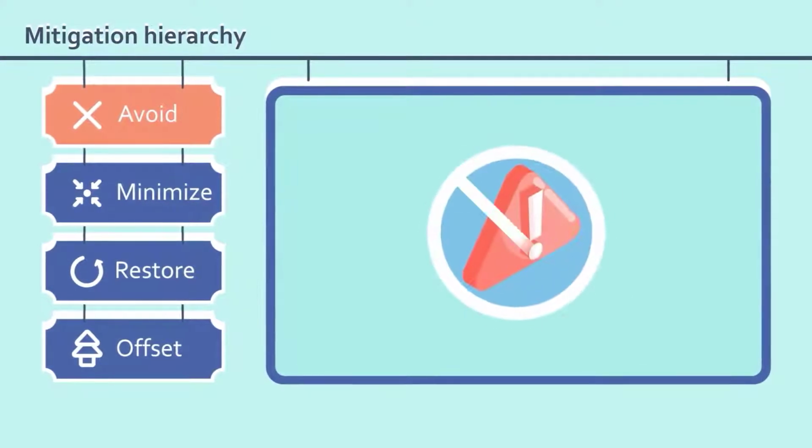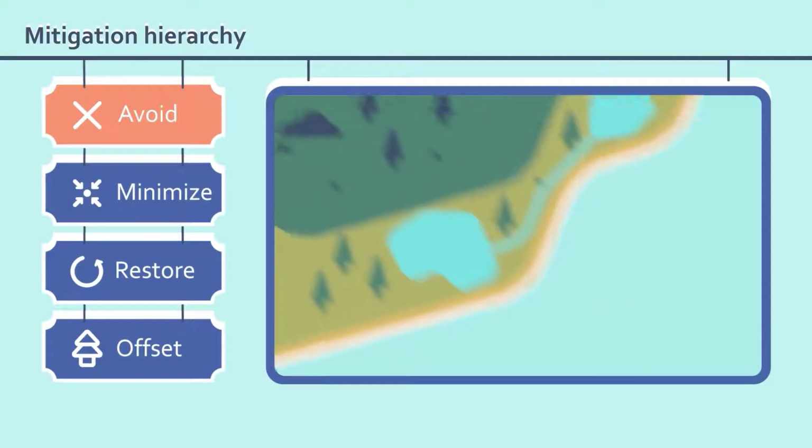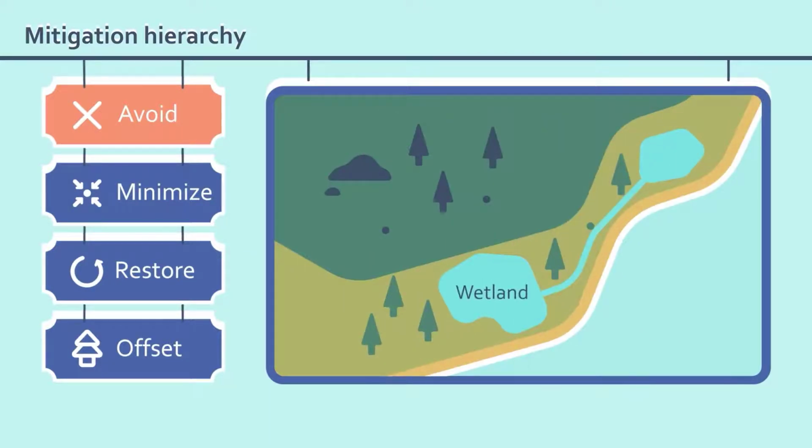Avoid potential impacts by designing them out of operations. For example, if you can choose to build on either a wetland or not a wetland, choose not to build on the wetland.